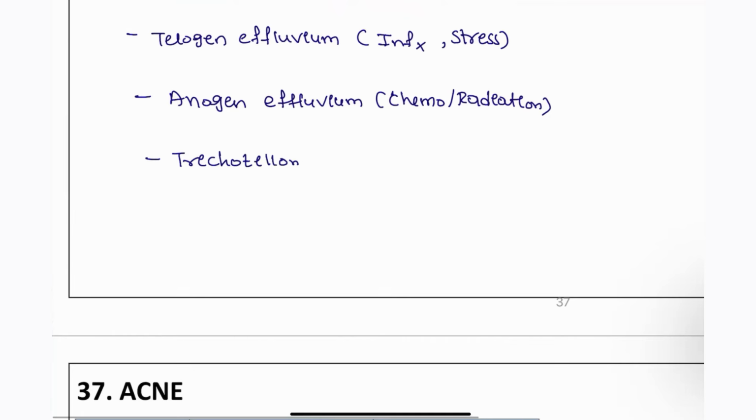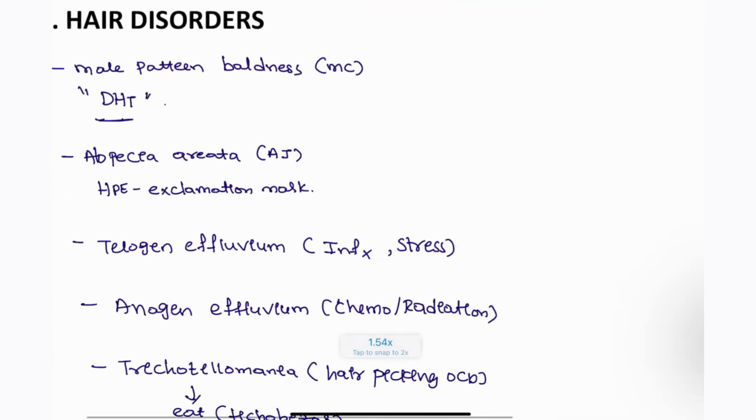Trichotillomania. This trichotillomania we discussed in psychiatry: hair picking, a kind of OCD. If they eat the hair, it can form a trichobezoar, seen in the surgical case. Okay, these are the different types of hair disorders.